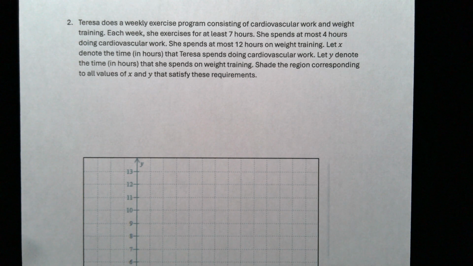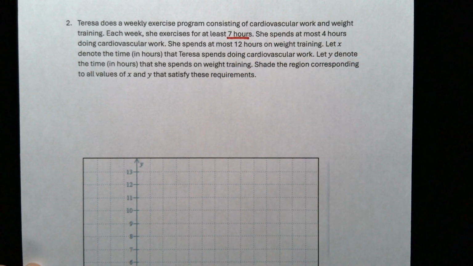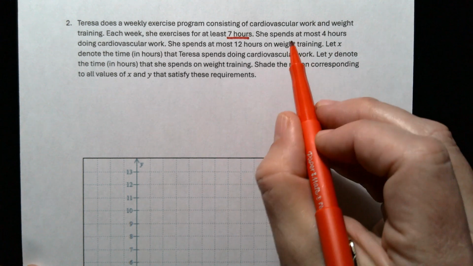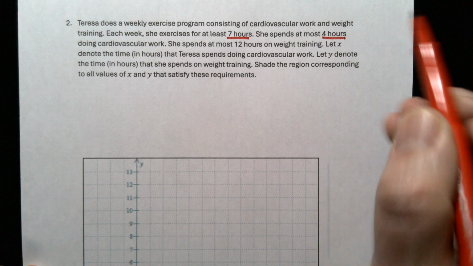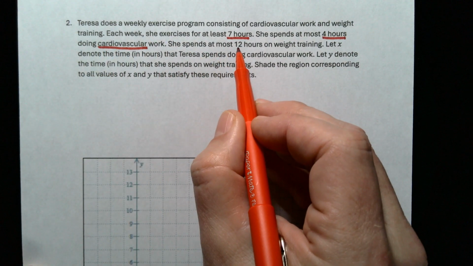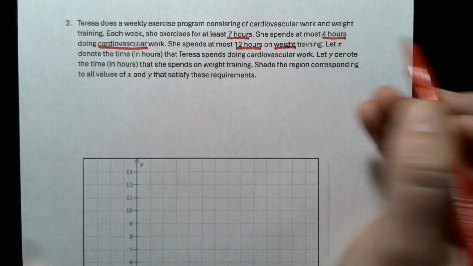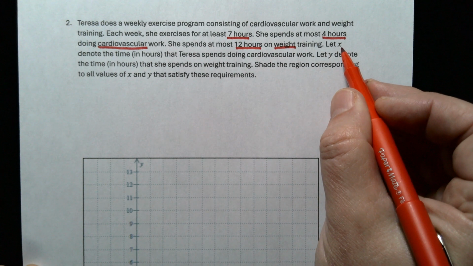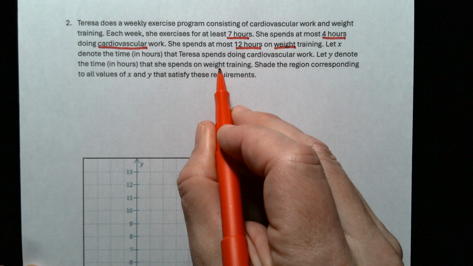Okay, Teresa does a weekly exercise program consisting of cardiovascular work and weight training. Each week she exercises for at least 7 hours. Okay, at least means greater than or equal to. She spends at most, less than or equal to, 4 hours doing cardio, and she spends at most, less than or equal to, 12 hours on weight training. Okay, X will denote the cardio, and Y will denote the weight training.